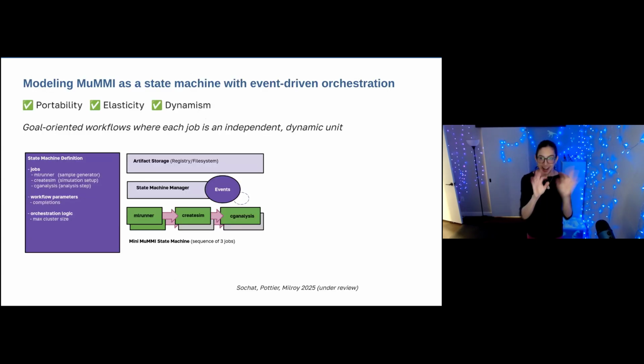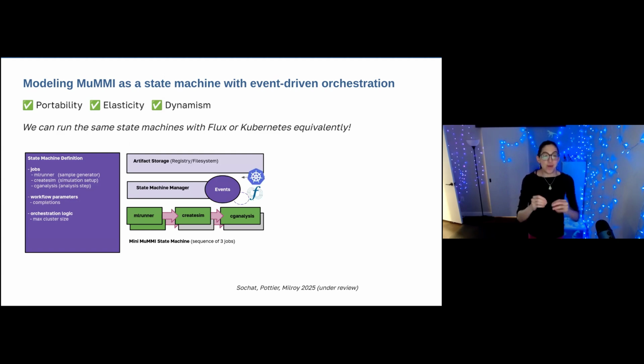Alrighty, so I alluded to this. Some other work we've been doing is modeling MuMMI as a state machine with Event Driven Orchestration. What does this mean? It means that instead of this static DAG that's like keep going until you hit an error and then die, we have workflows that are goal-oriented. So what does that mean?